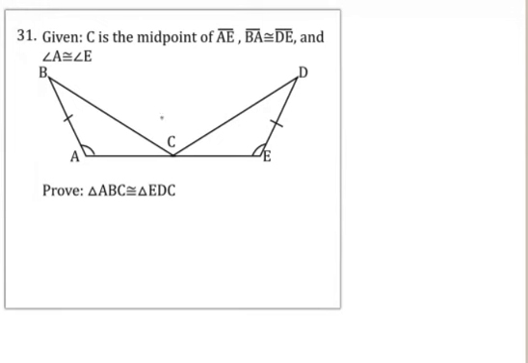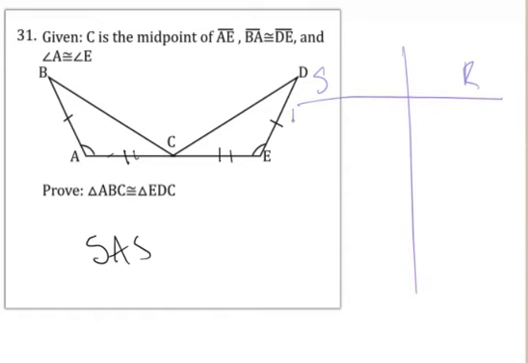Last one, here we go. It's game time. C is the midpoint of AE. If that's true, we know these two have to be congruent. I'm given side angle side. Last one. Let's change the color. Black is getting boring. I'm going purple. All this good stuff goes in the given.